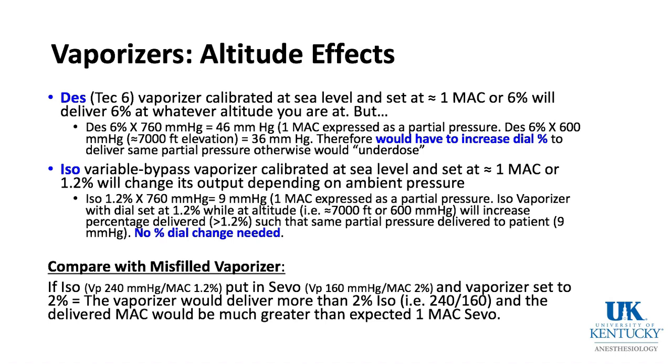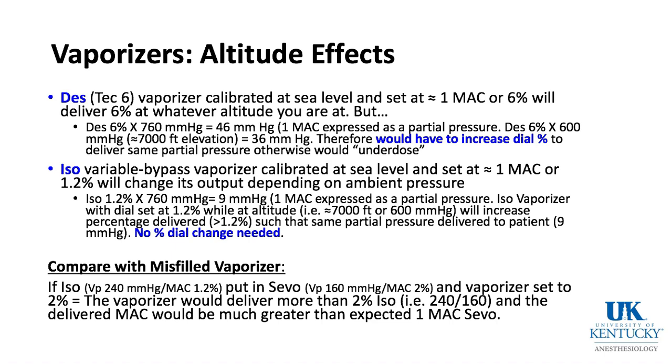Now, compare that concept with a misfilled vaporizer. If I took isoflurane and put it in a sevoflurane vaporizer. Now, isoflurane's vapor pressure is 240 millimeters of mercury and its MAC is 1.2%. Sevoflurane has a lower vapor pressure of 160 millimeters of mercury and its MAC is about 2%. And you set the vaporizer at 2%.